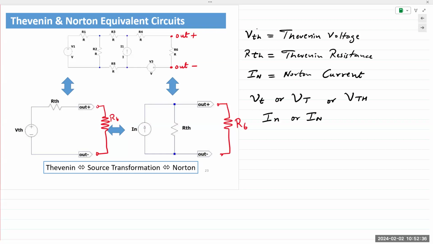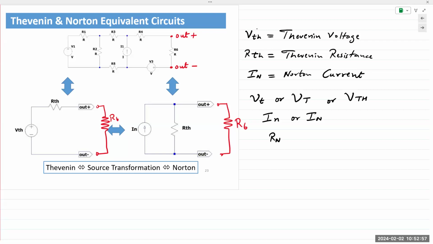I've also seen sometimes RT, so RTH remains the same for Norton circuit. Sometimes if we want to keep things simple, we might also refer to it as RN, Norton resistance, but it means the exact same thing, which is Thevenin resistance. Okay.